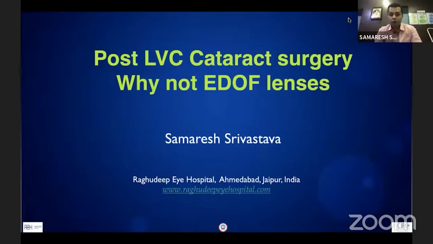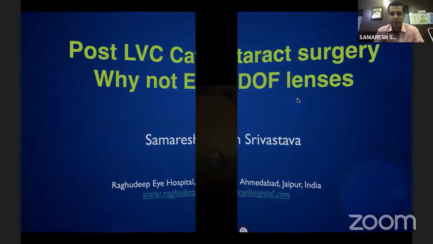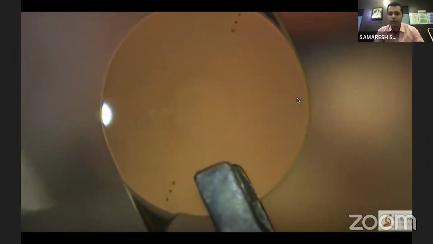And I'm going to be discussing why not the newer generation of enhancing the depth of focus for post laser vision correction patients. And I just wanted to break the ice by saying that there are many types of lenses. We are not discussing diffractive lenses for my talk, which are also claimed to be EDOF lenses. We're discussing purely lenses which increase the depth of focus.